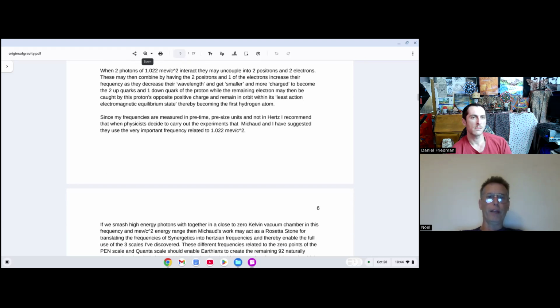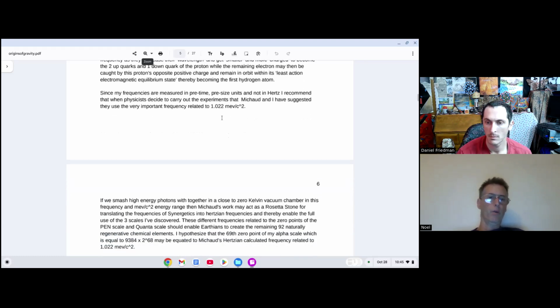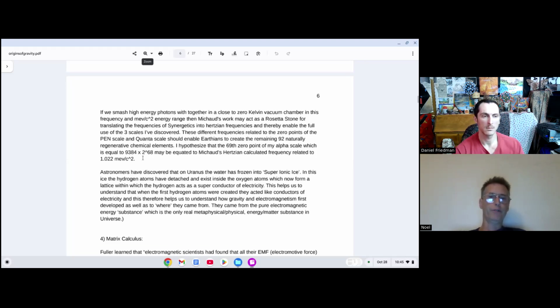My frequencies are not based on hertz, they're based on pre-time, pre-size. So I'm hoping that when we experiment and we find that we can blow up two 1.022 megaelectron volt electron beams, and they do create the particles, that we can then use this 1.022 MeV to relate to my 0 points that I've hypothesized. This then will be able to translate my non-Hertzian related frequency from synergetics into the megaelectron voltage to thereby discern the 0 points related to the other two scales. I hope that makes sense. If not, I'm trying to write about it.